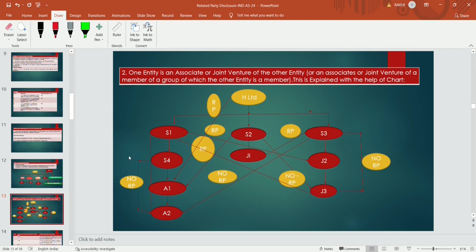This is to be explained by example. Suppose H Limited is the holding company. It has three subsidiaries, S1, S2 and S3. Then S1 is having a subsidiary, S4. Then S2 is having a joint venture, J1, and S3 having a joint venture, J2. S4 is also having a step down associate, A1, and A1 is also having a step down associate, A2. And S3 is having a step down joint venture J2, which is also having a step down joint venture J3. This is the chart. Now we will discuss step by step whether they are related to each other or not.